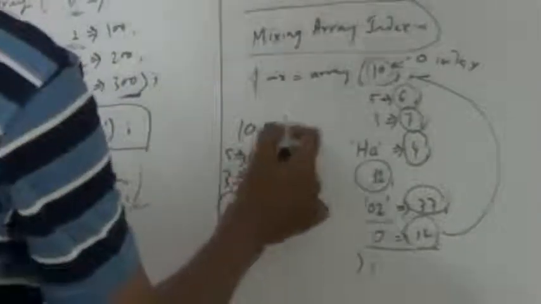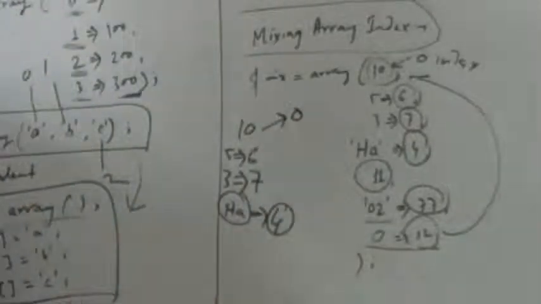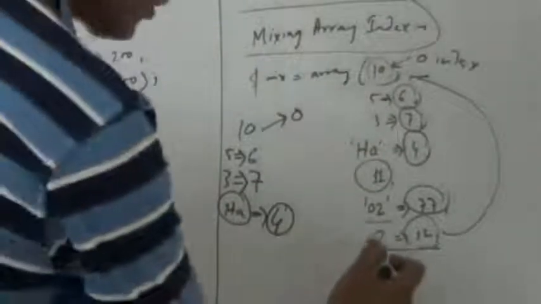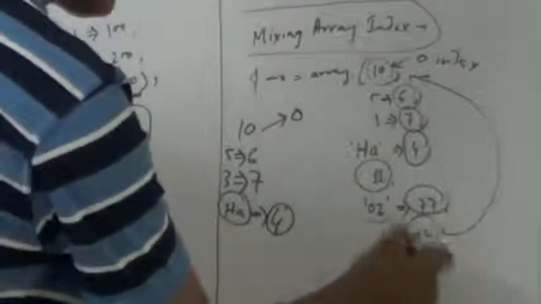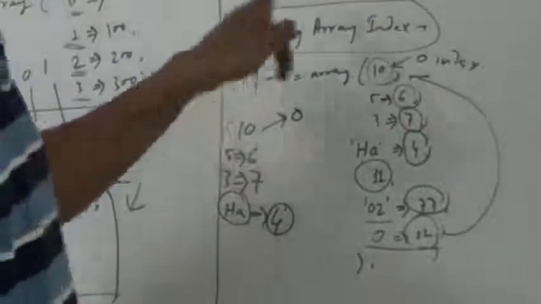Here I didn't mention any index for the first element. So PHP will automatically assign index 0 for the first element. But at the end I have written index 0 again. So 12 will replace the first element. This is done here. This is a mixing of array indexes of different kinds.